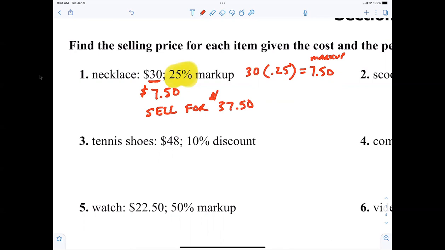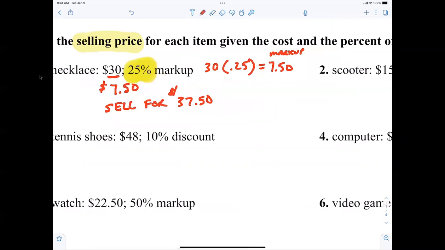Do that for me. You won't have to do it all the way down the paper. Yes, $37.50 is the answer, because it says find the selling price. You see what I'm saying? But that's still a very good question.